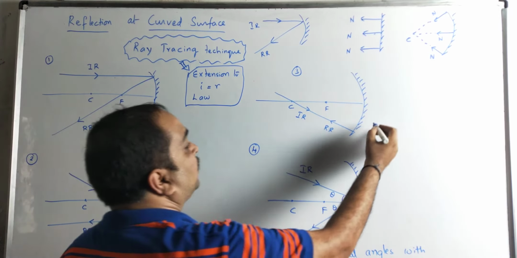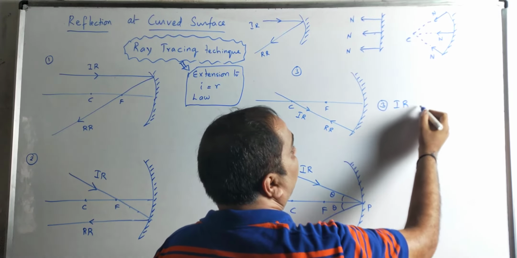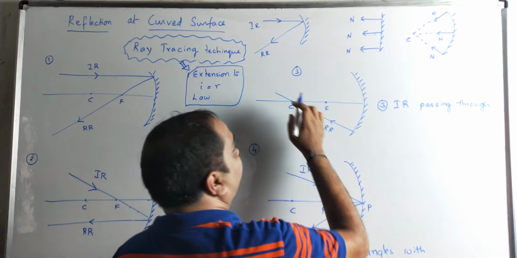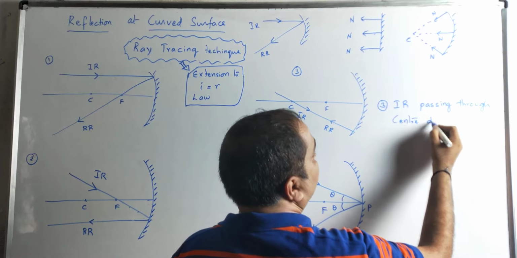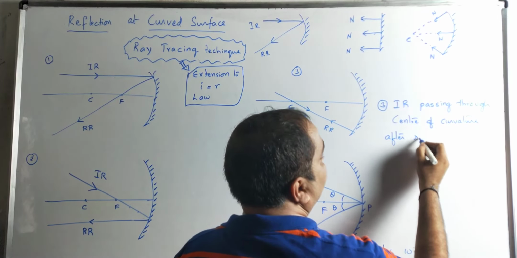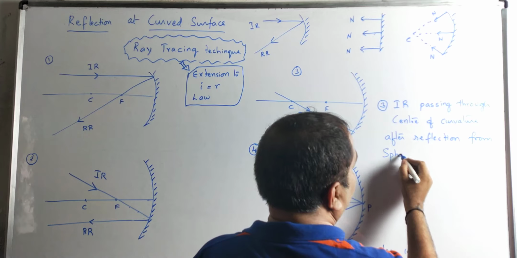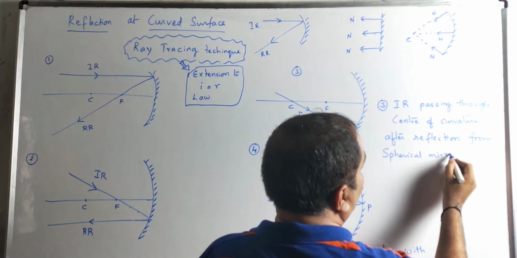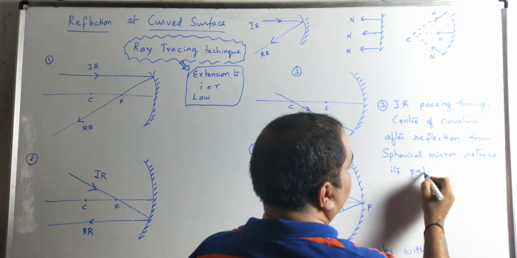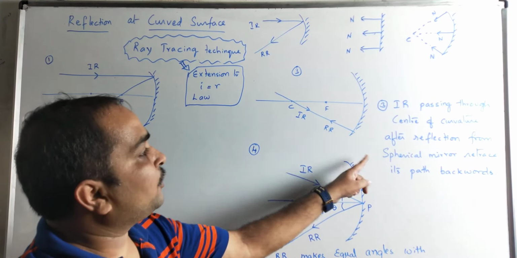Here the third ray diagram says incident ray passing through this point, center of curvature, after reflection from spherical mirror retrace its path backwards. So it will come like this and go like this.